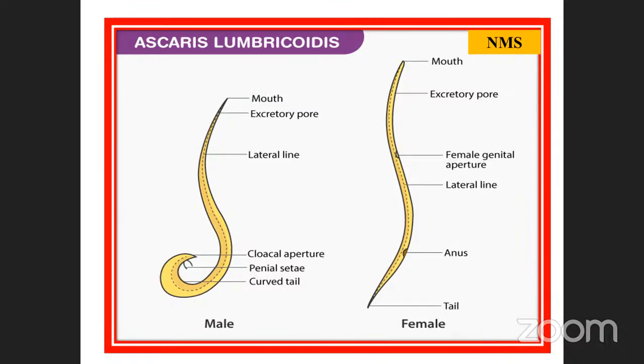The copulation takes place during the reproduction process. As a result, the eggs are produced. See, this is the mouth pore, excretory pore, lateral line and cloacal aperture, and penial setae, a curved tail. So this is very, very important. Take these two as an example: the one with penial setae and a curved tail is the male worm. The female is straight in nature, but it has the female genital aperture, and it lacks penial setae.